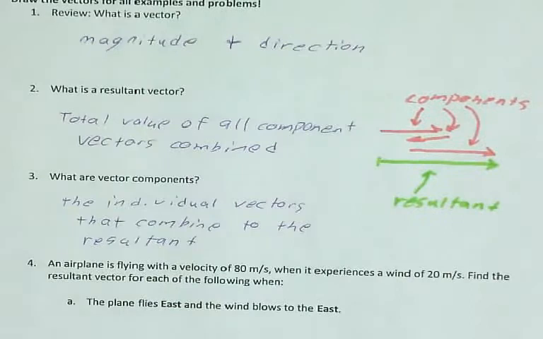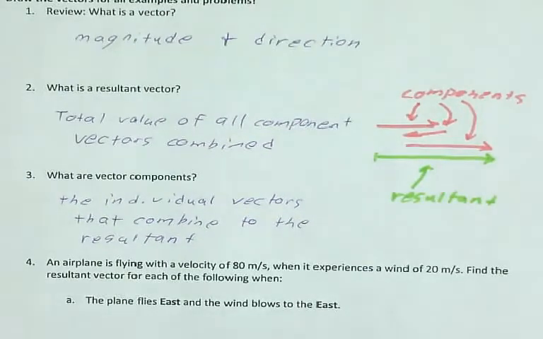Okay, just some definitions we need to know, because I'm going to talk about these a lot, the resultant vector and the component vectors. So the components are what make up the resultant, and the resultant is what you get when you combine them together. All right, any questions so far? Okay.